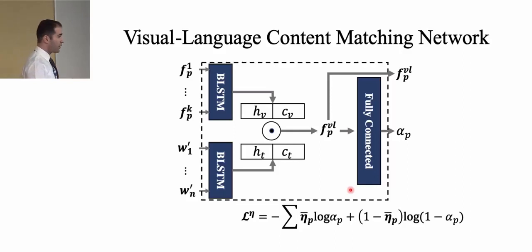So since at this part of the network we are trying to determine whether a description is correct and matching the visual content or not, we are employing a binary classification objective, binary cross-entropy loss, at this part of the network.